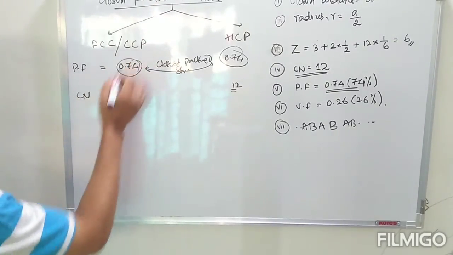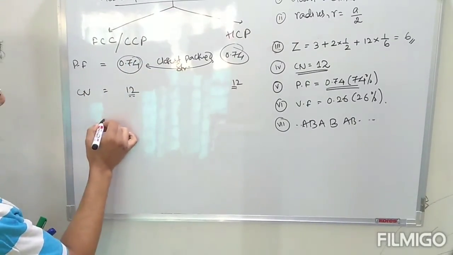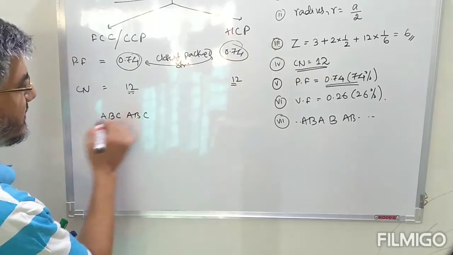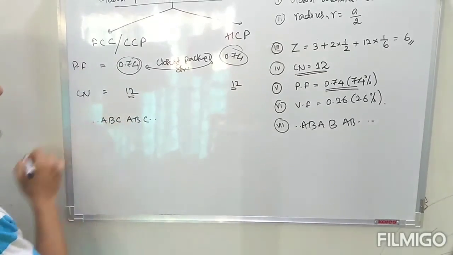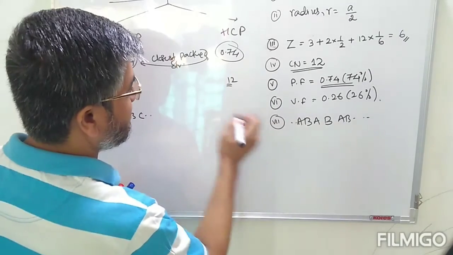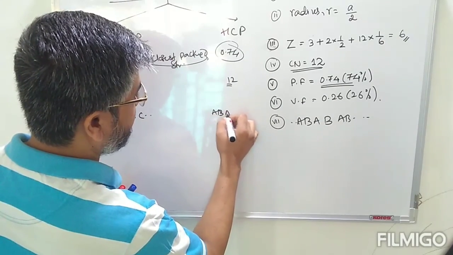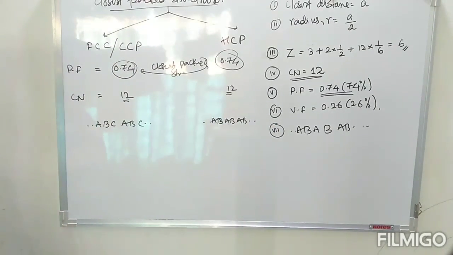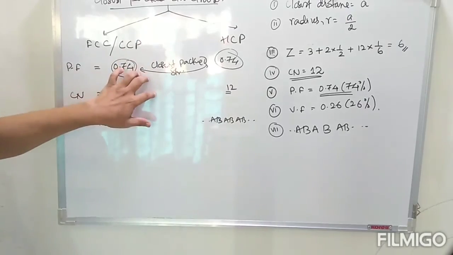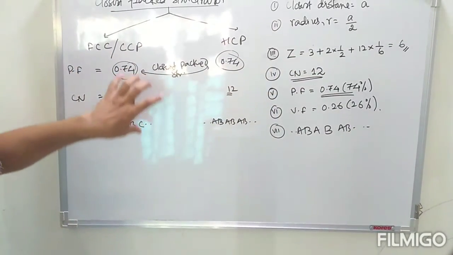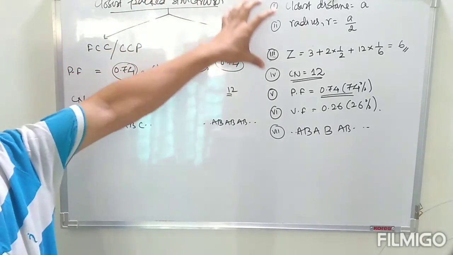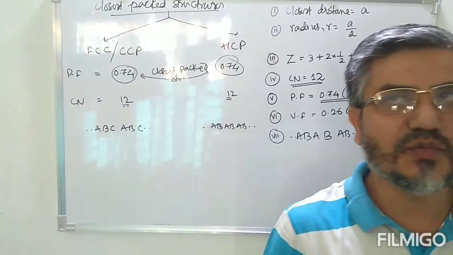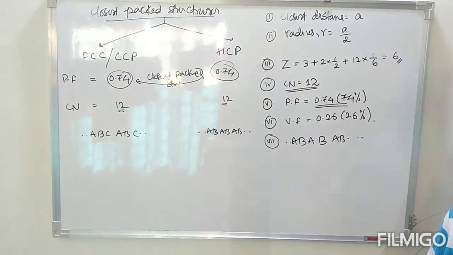Now in FCC, the arrangement of layers is ABC type, whereas in the case of HCP, as I have mentioned earlier, it is AB type. So these two structures having the same coordination number and the same packing fraction are classified as closest packed structures. So these are the different dimensions regarding different types of unit cell.